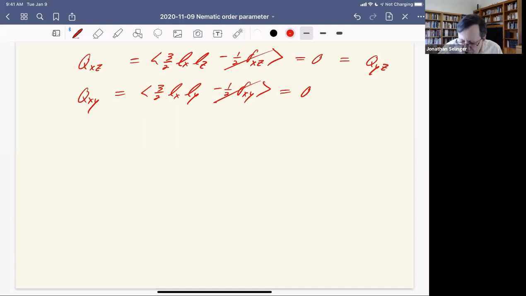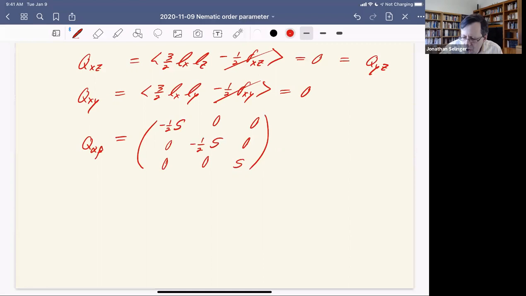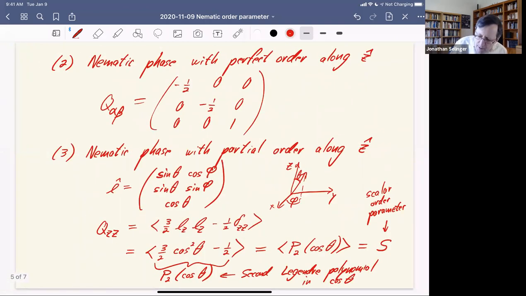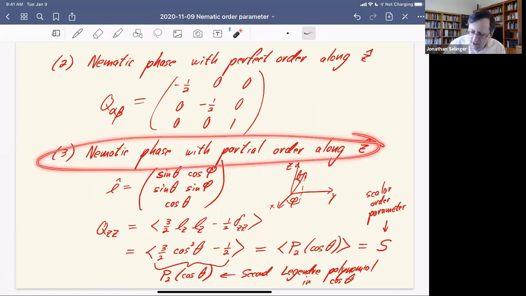So this tells us then what the Q tensor is for this case of partial order. The Q tensor alpha beta is going to be a tensor which is minus 1/2 S, minus 1/2 S, S on the diagonal, and 0 in all the off-diagonal places. Or if we factor out the S, it's just S times minus 1/2, minus 1/2, 1, 0, 0, 0, 0, 0, 0. Okay, so this is the case of a nematic phase with partial order along Z.